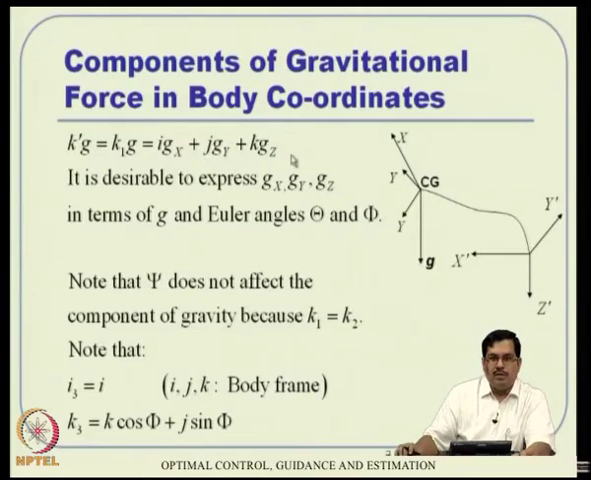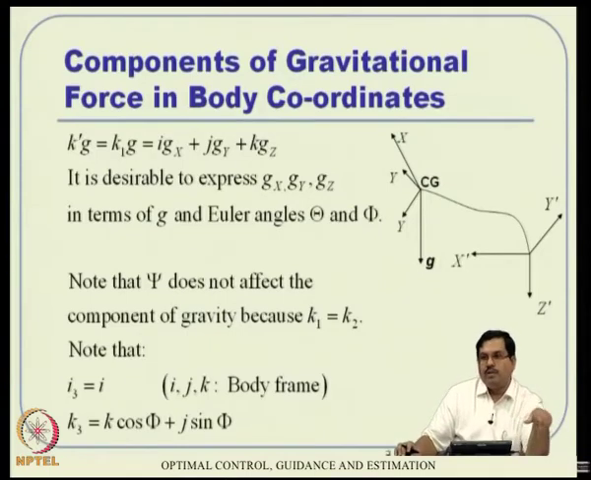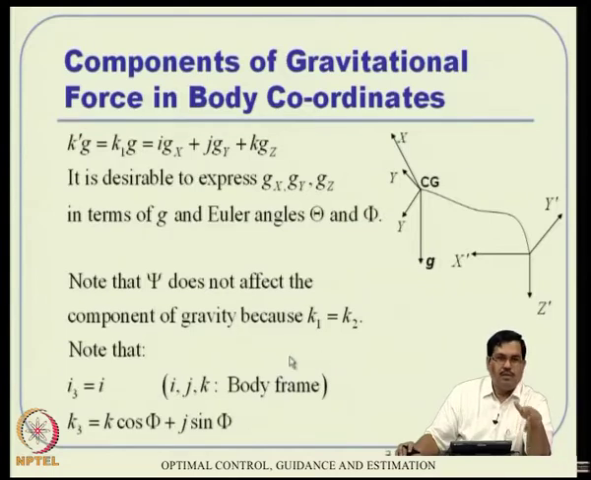So, gx, gy, gz stand for the components of gravity in the body x, body y, and body z coordinate frame. What part goes where? That's the question. Also note that psi does not affect the components of gravity because k1 is equal to k2. Anytime the vehicle takes a rotation parallel to the surface of earth, with some psi rotation, the gravity is still pointed vertically. The z vector does not change, so the rotation psi does not affect the gravity components at all.